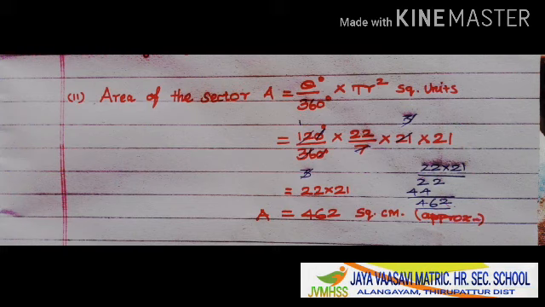The remaining terms are 22 into 21. So 22 into 21 is 462. Therefore the required area of the sector A equal to 462 square centimeter.